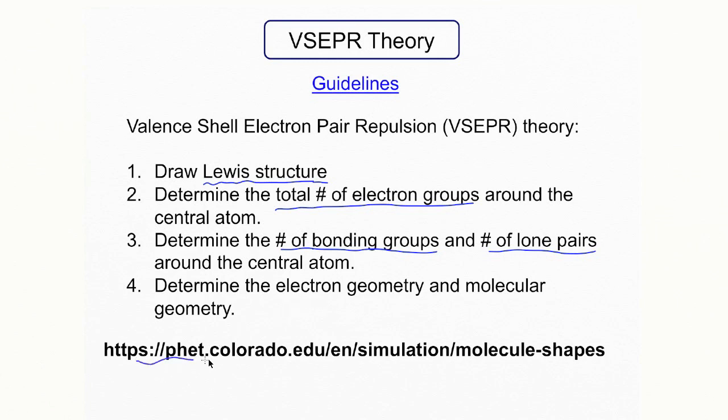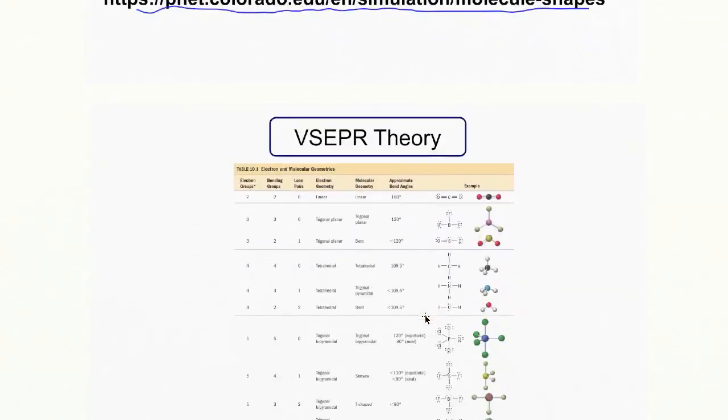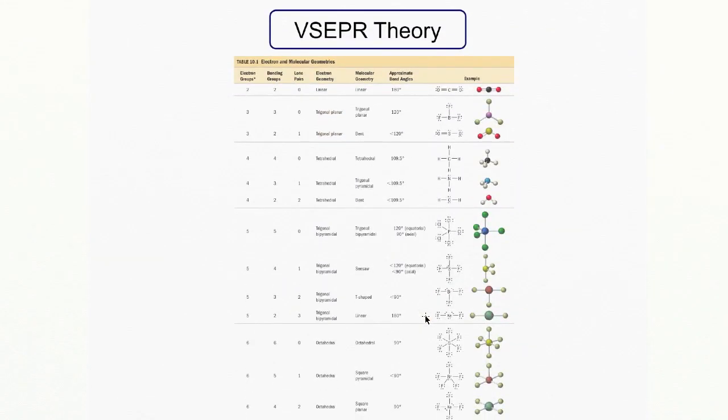This is a website I used during my teaching of VSEPR theory. If you don't know this website, I highly recommend you play with it. It's quite clear because you can visualize those three-dimensional geometry. You can rotate it, and it will help you. All right, now let's go to the next slide and use the examples to demonstrate how we use VSEPR theory to determine the molecular geometry and electron geometry.